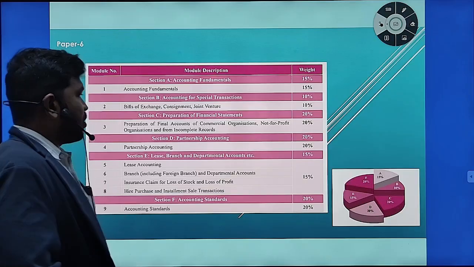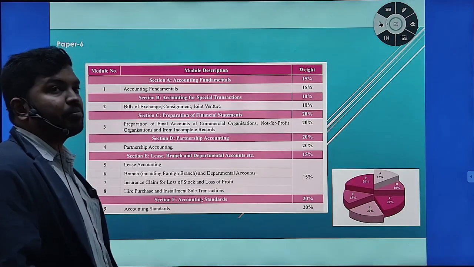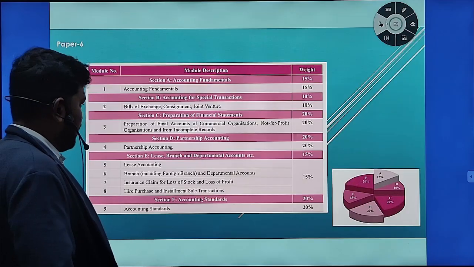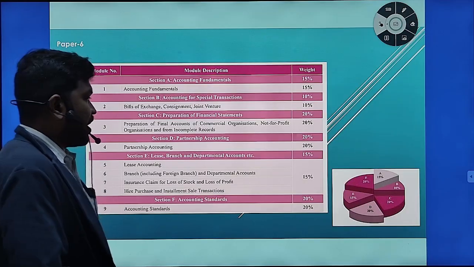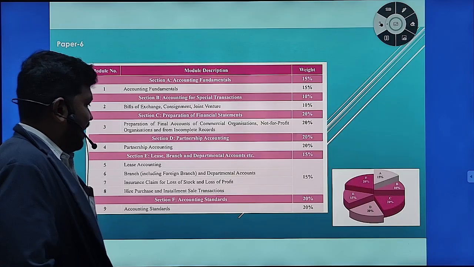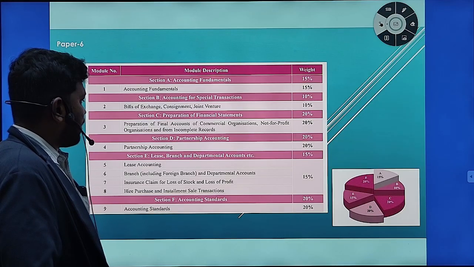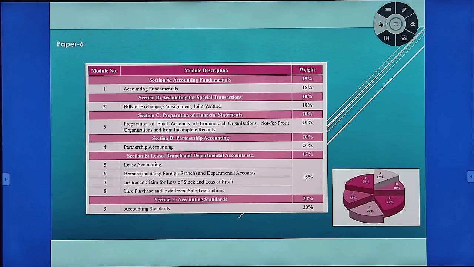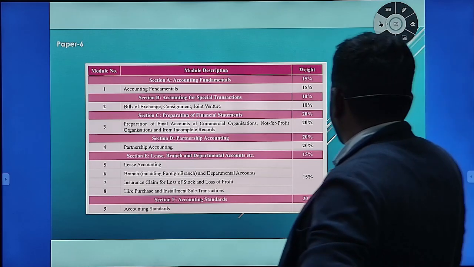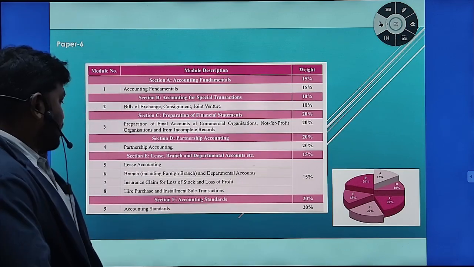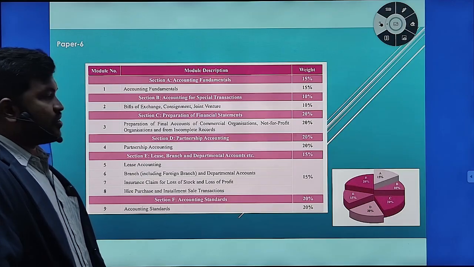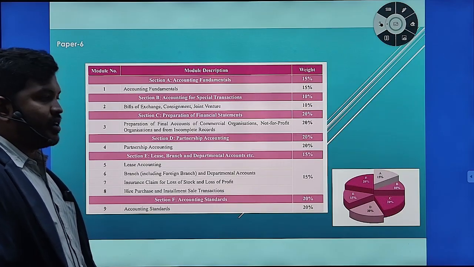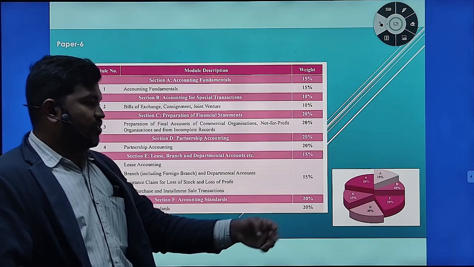Next, a very important chapter, the third chapter, preparation of financial statements, which has 20 marks weightage. Next, partnership accounting, which is again for 20 marks. And we have the fifth chapter, lease, branch and departmental accounting. And then the last chapter, accounting standards, also for 20 marks. You have 6 accounting standards in the scope.